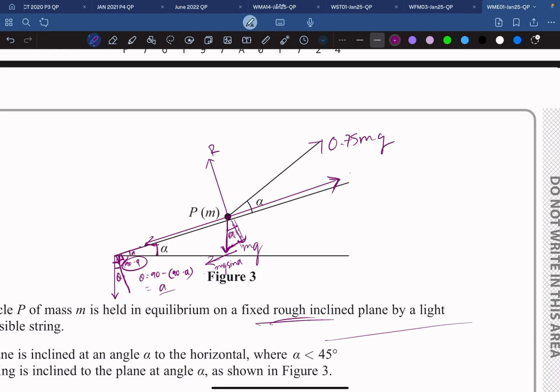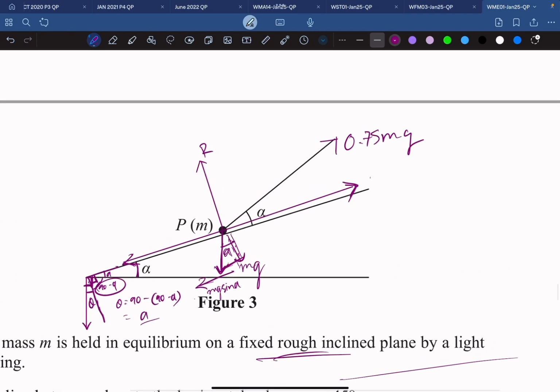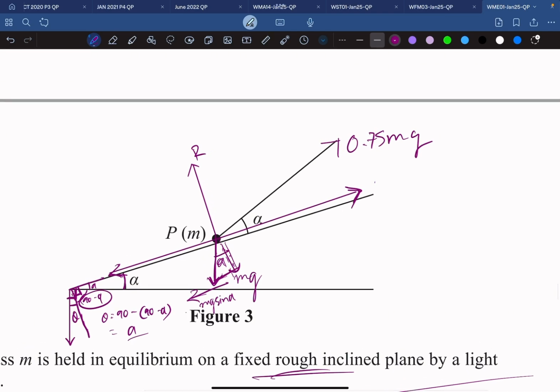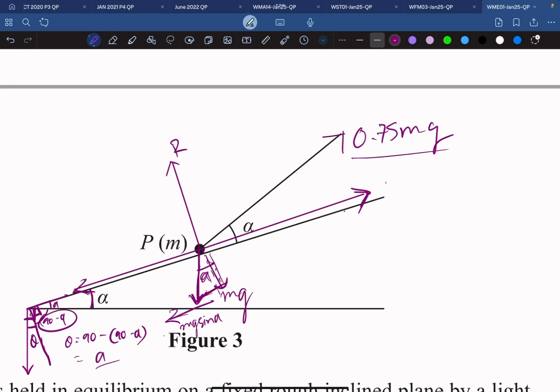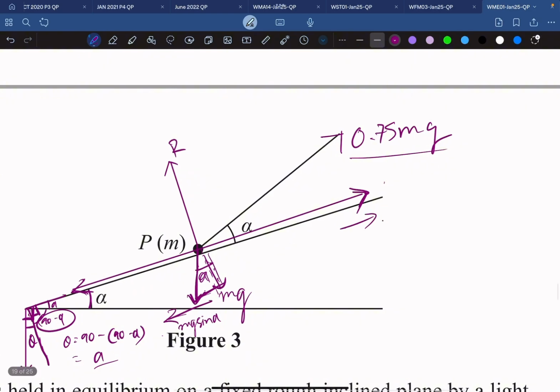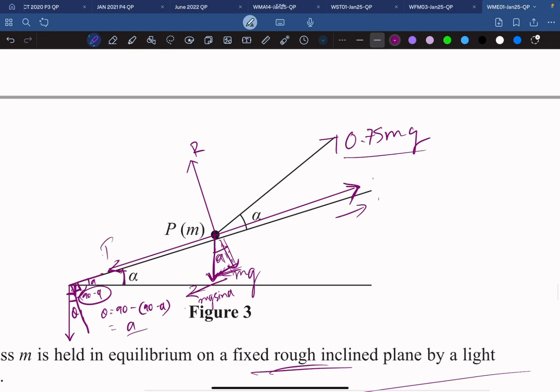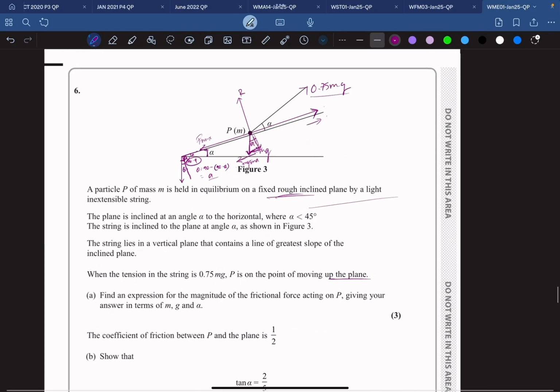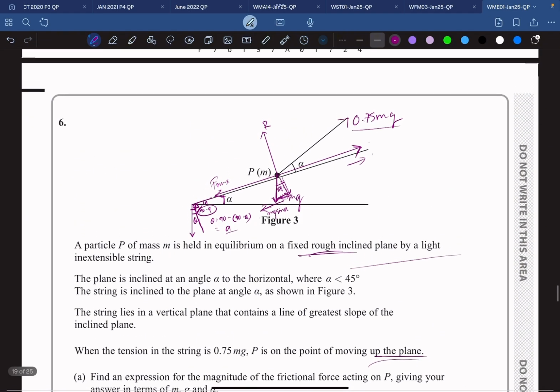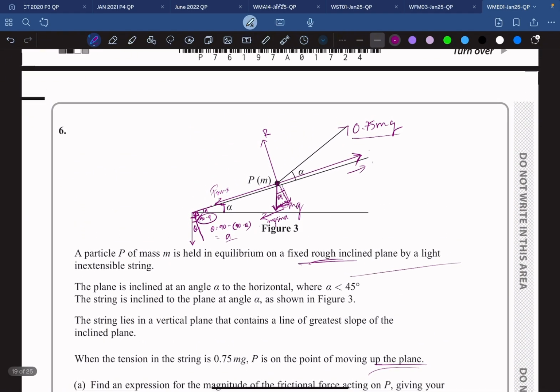Actually, no, because the limiting equilibrium is really reached when we're about to move, essentially. So you have 0.75 mg cos alpha in this direction. This is going to be equal to mg sine alpha plus F max. And it's going to be equal at the limiting equilibrium position. So there's going to be F max here. Because it just says that it's on the point of moving up the plane, that implies that you've already reached the maximum force. So that's how you know you're going to have to use F max instead of just some frictional force. Okay?